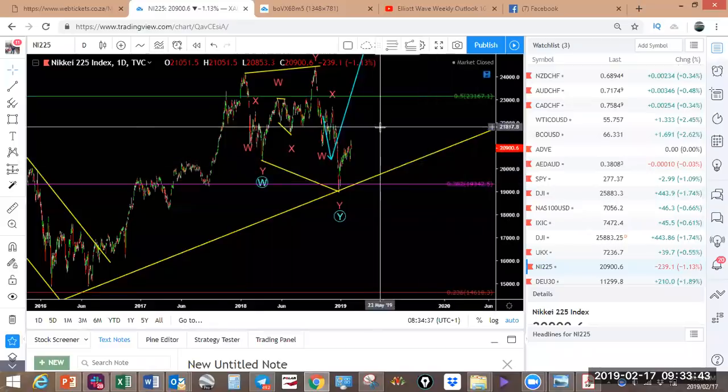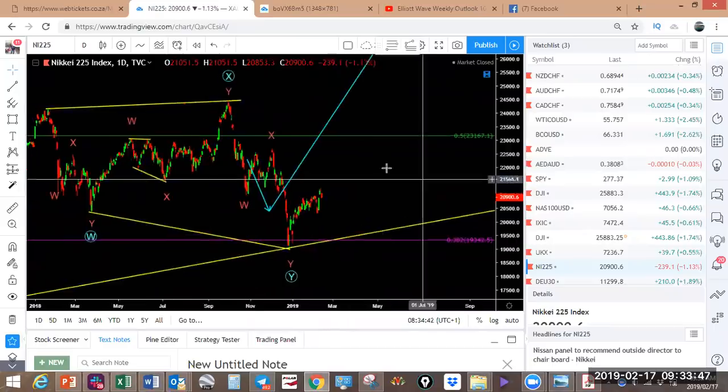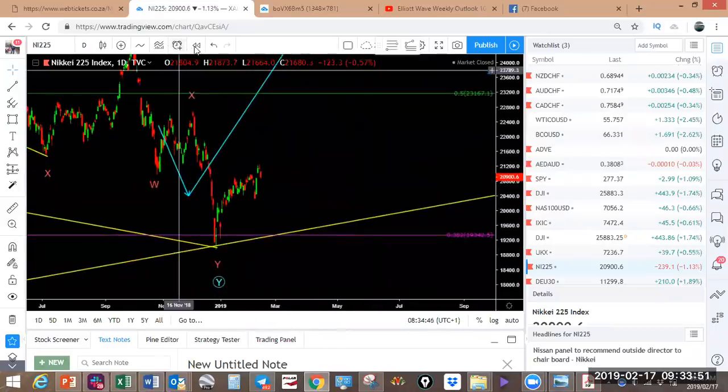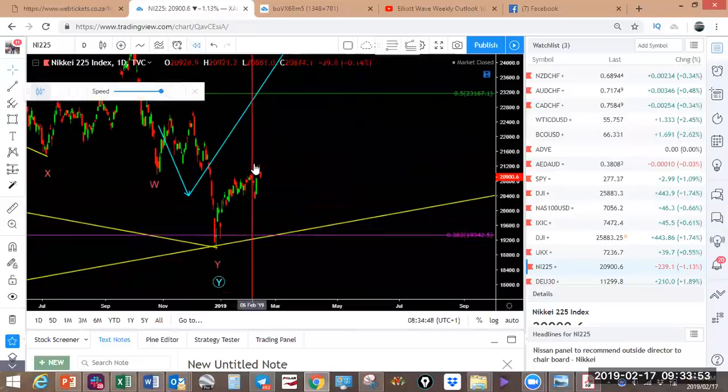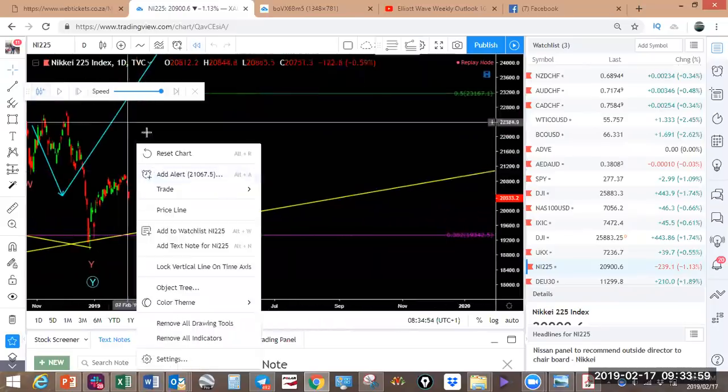NIKKEI. Now, remember what we said about the Nikkei, and this is what happens when you understand market correlation. Let's go watch last week's video. If you watch last week's video, you will find that this is what this looked like last week. Let's cut this here. This is what it looked like.